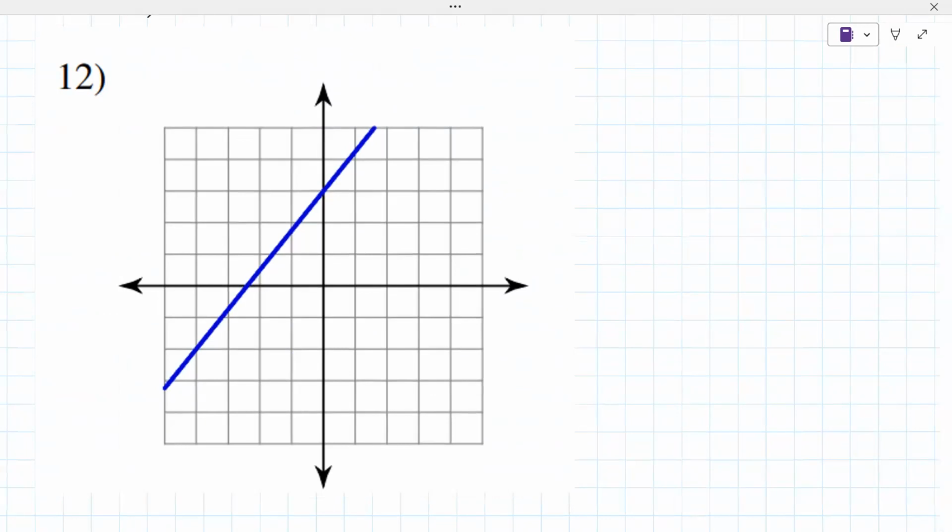Okay. Wait, sorry, what'd you say? I want you to determine the slope, but I'm not gonna give you the points. You have to figure out which points you want to use to count on this graph.